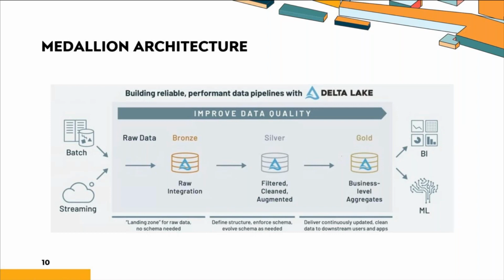As we improve the quality of the data for the silver table, we go through the process of filtering and cleaning the data and usually enriching it in some way with feature engineering or some new data. And at this point, we define a structure and enforce a schema. So we're already getting into the warehouse territory at this point.